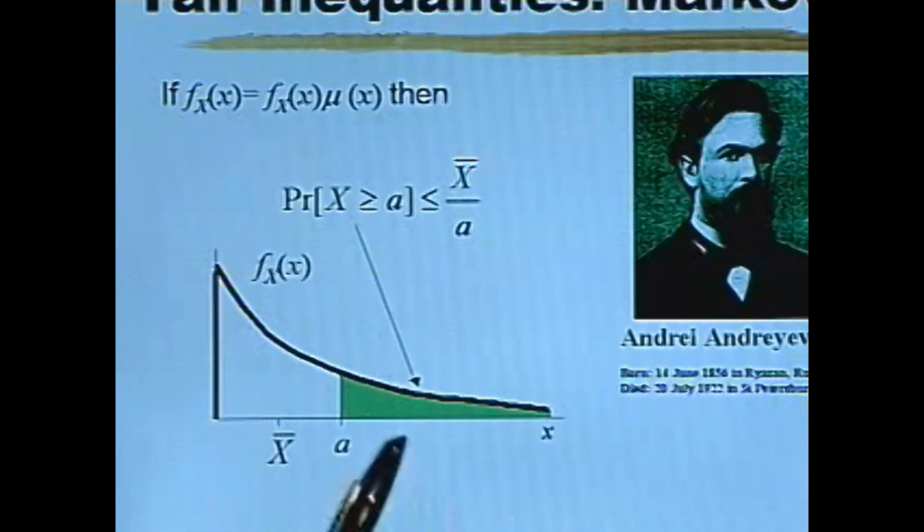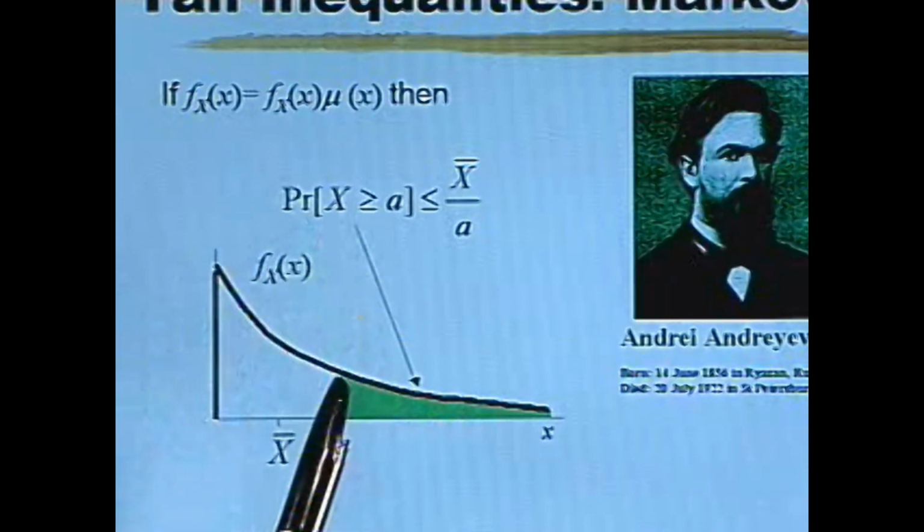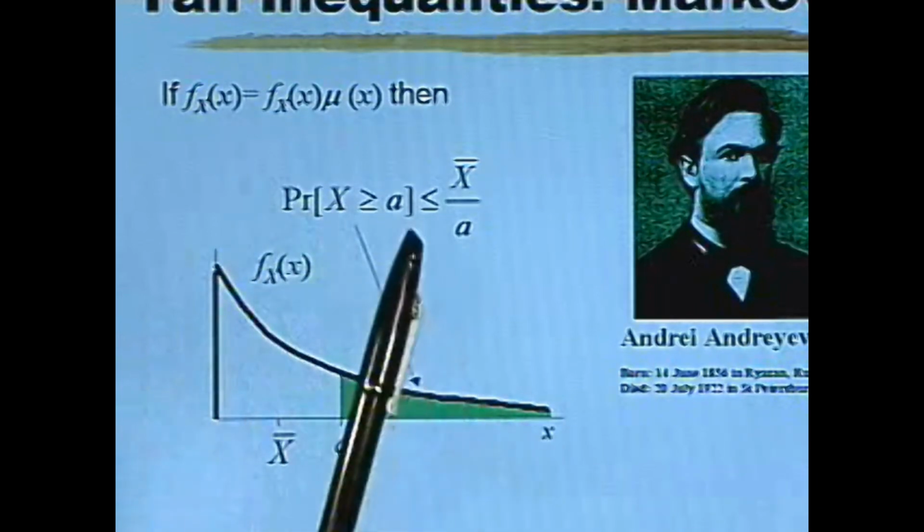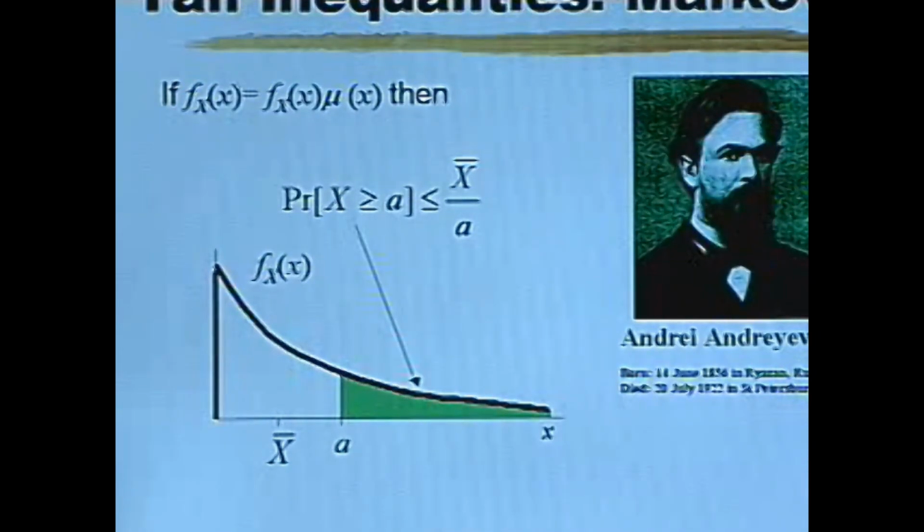Okay? So it says that if we have one of these density functions, we have an x bar and we have a value of a, the probability that x is greater than a, which is equal to the area under this tail, is always less than or equal to x bar over a. Interesting result, and one that isn't obvious looking at it. The derivation actually is relatively simple.